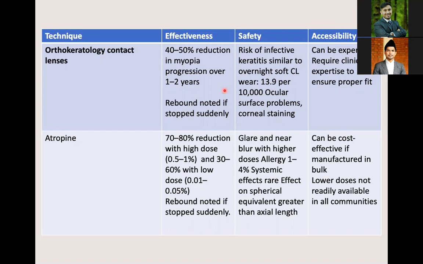And last, atropine: 70 to 80% reduction with high dose atropine and 30 to 60% reduction with low dose atropine. It rebounds suddenly if stopped, and it has some safety considerations we can follow, like glare and near blur with higher dose atropine, and it can be cost effective.